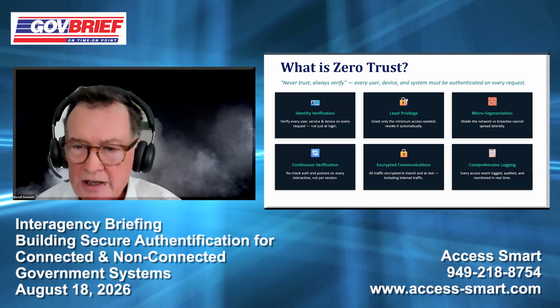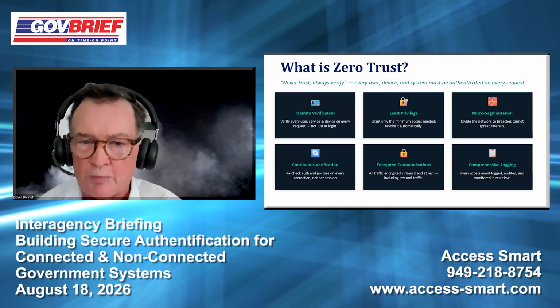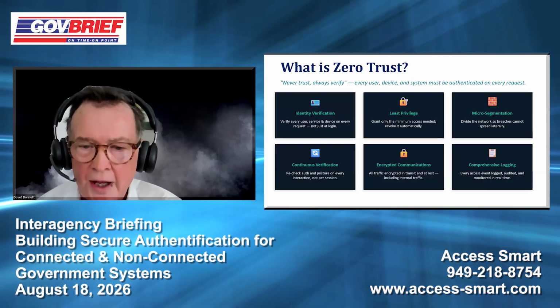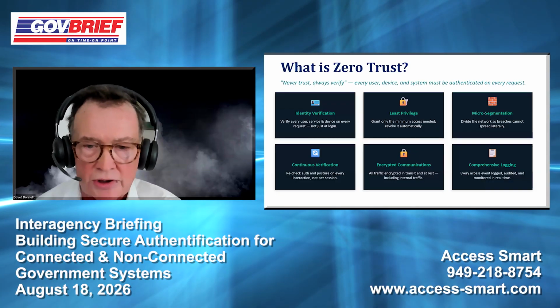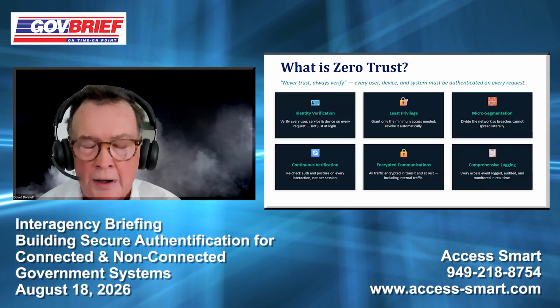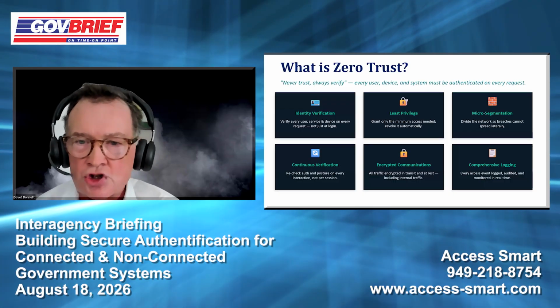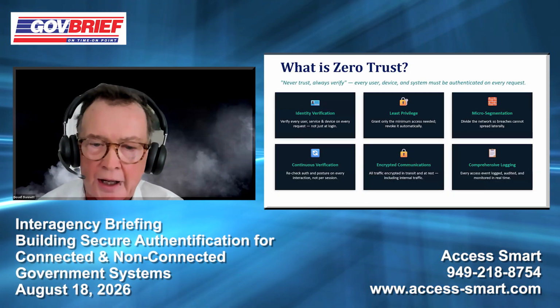Micro-segmentation. Divide the network so that breaches can't be spread. Continuous verification. We do that. Encrypted communications. We want to have that. You don't want the man-in-the-middle attack. You don't want the over-the-shoulder surfer, things like that.